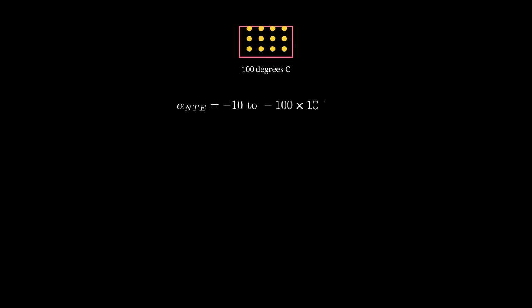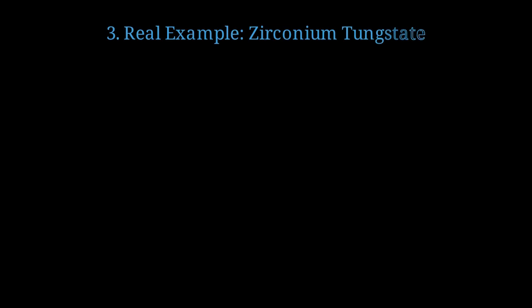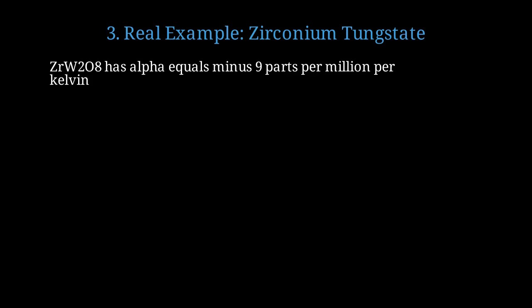The coefficient of negative thermal expansion can range from -10 to -100 parts per million per Kelvin, which is quite substantial. Let's look at a real material that exhibits this fascinating behavior, zirconium tungstate. Zirconium tungstate, with the formula ZrW₂O₈, has a thermal expansion coefficient of -9 parts per million per Kelvin over a wide temperature range. The structure of zirconium tungstate consists of zirconium, tungsten, and oxygen atoms arranged in a complex three-dimensional network.